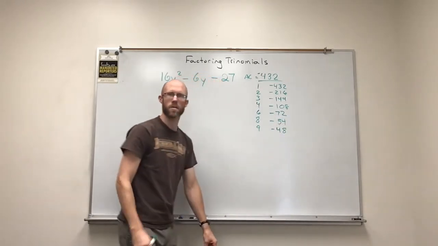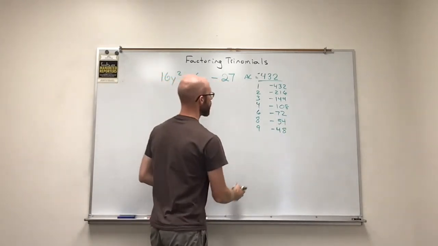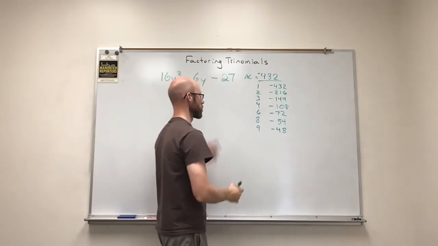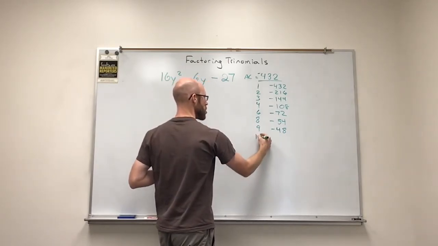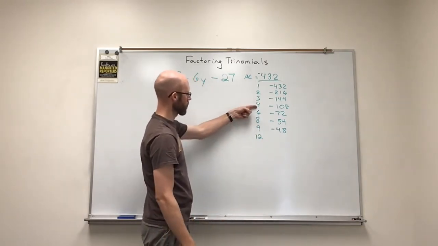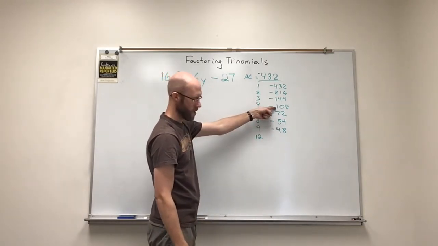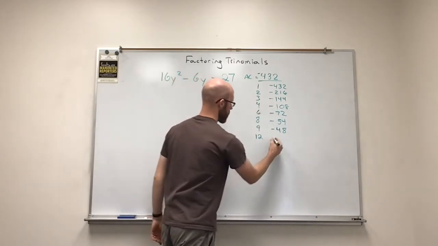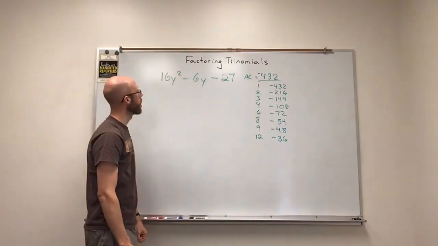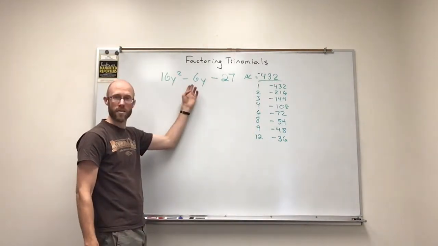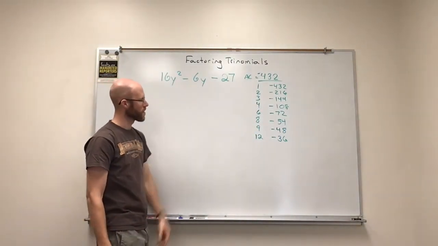9 times 48, that works. 10 won't work, 11 won't work, 12 will, I think. 12 will work if that one divides by 3, that'd be 36. 12 and negative 36. Boy, none of these are getting down to a negative 6 when I add them up, right? So I need to keep going.